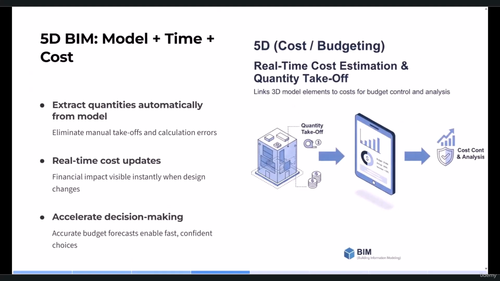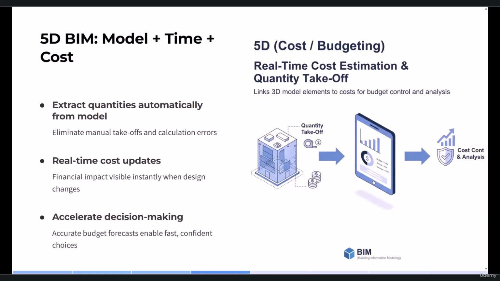So actually the fifth dimension will be model plus time plus cost in BIM. I mean, project cost and time must be controlled simultaneously. In the traditional way, quantity surveying and cost estimation are done manually, and human errors are frequent. For example, if we delete a wall, the quantity surveying must be done again, and the effect on costs will be misaligned.